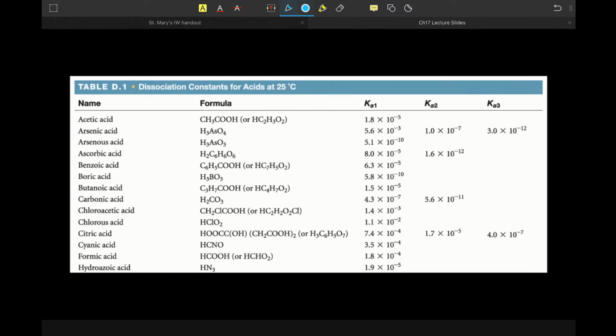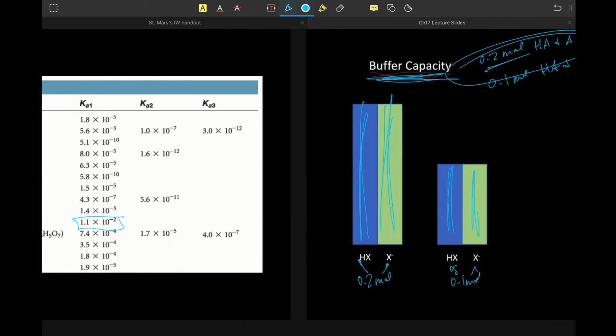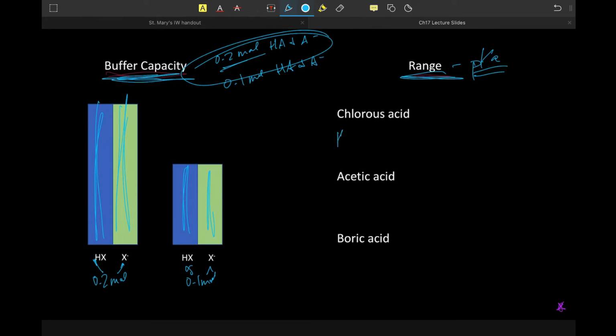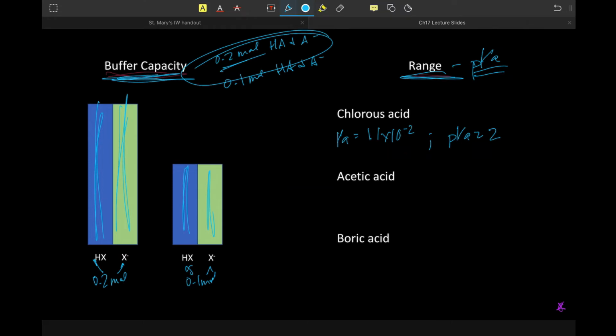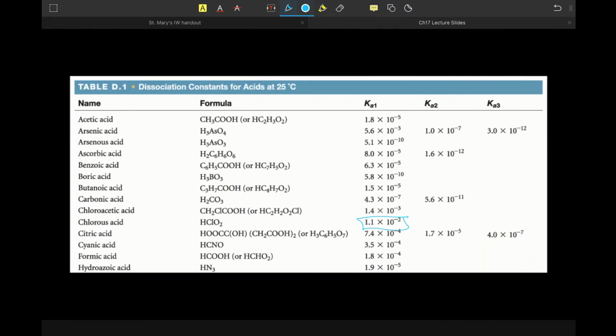For example, chlorous acid has a Ka equals 1.1 times 10 to the negative 2, which means that if I took the negative log of that, we would get something around 2. Its buffer range would be somewhere in the range of 1 to 3. The buffer range for chlorous acid is between 1 and 3. That's where it's most effective. Not that we can't make a buffer of different concentration, it's just less effective.